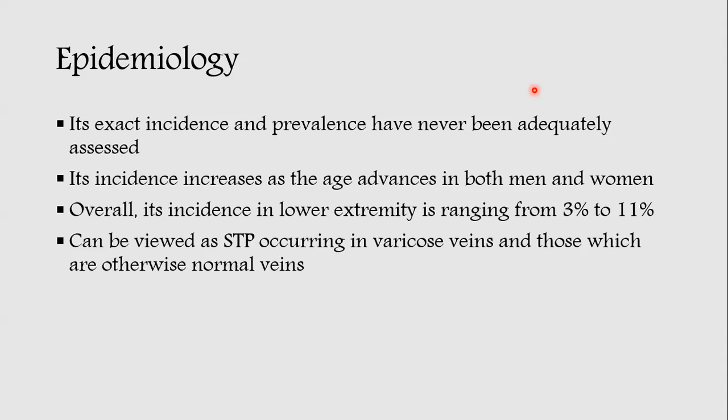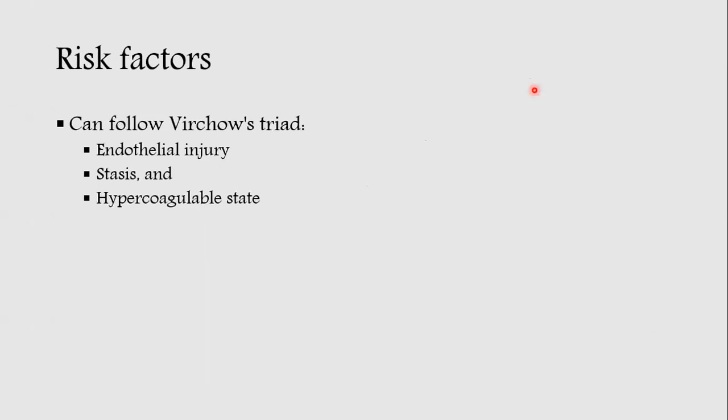Overall, its incidence in the lower extremity ranges from 3 to 11%. From a practical point of view, it can be viewed as superficial thrombophlebitis occurring in varicose veins and those which are otherwise in normal veins. When it comes to its cause, usually there is no direct cause for the development of these superficial thrombophlebitis, but there are always risk factors.